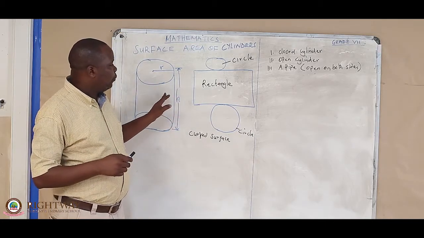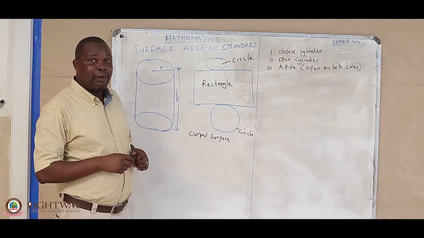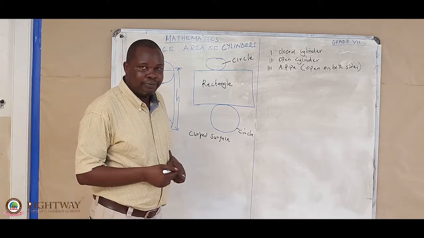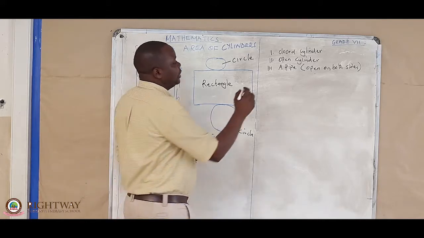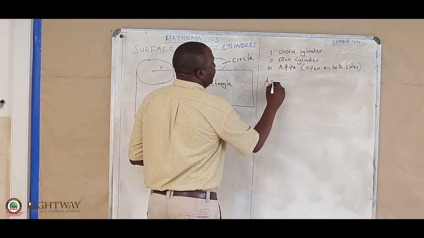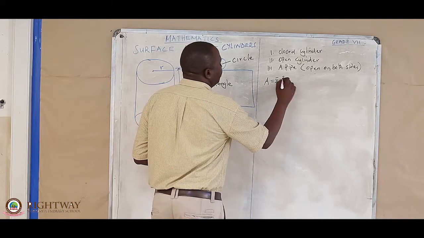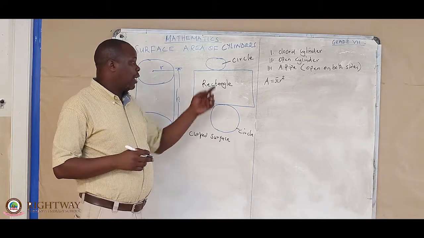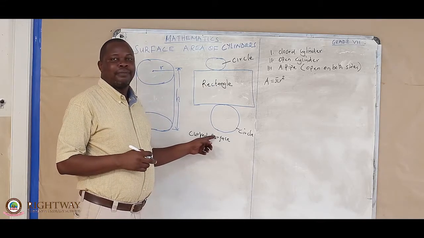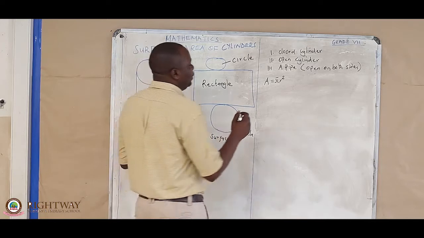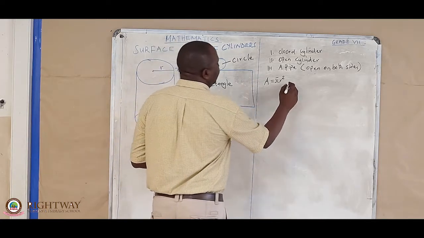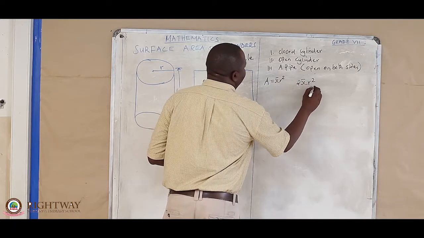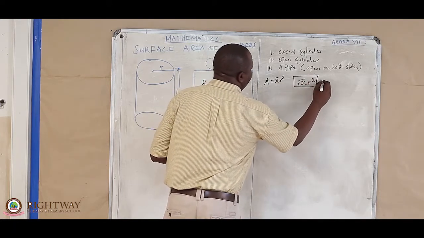Therefore, we have already learned about area of a circle. Can you tell me the formula of finding area of a circle? Good. Area of a circle is pi r squared. And for this case, we have two circles. So the areas of the circles combined will be 2 pi r squared. That is for the circles.